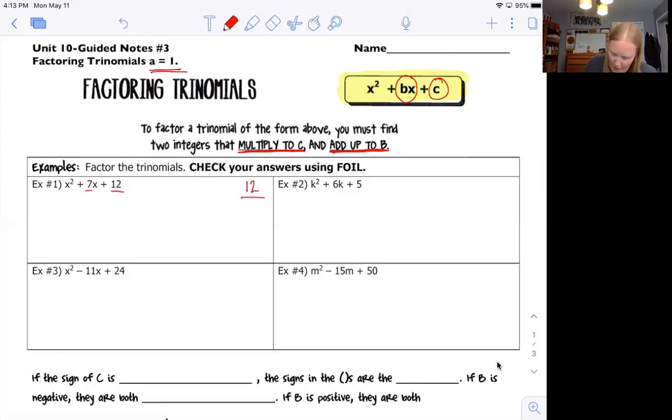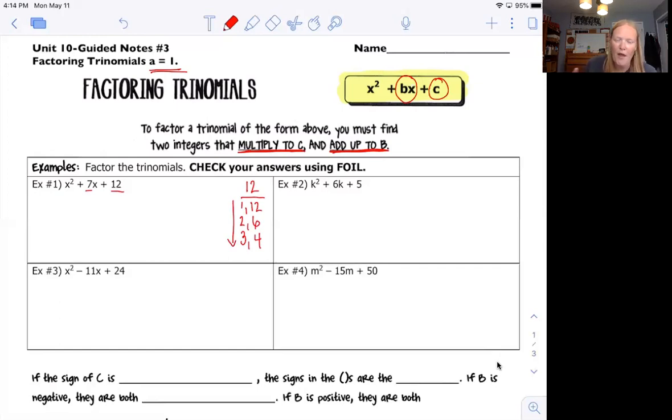C is 12. Factors of 12 are 1 and 12, so 1 times 12 makes 12. 2 times 6 makes 12. And 3 times 4 makes 12. Notice I like to go systematically: 1 times what, 2 times what, 3 times what. I like to go in order.